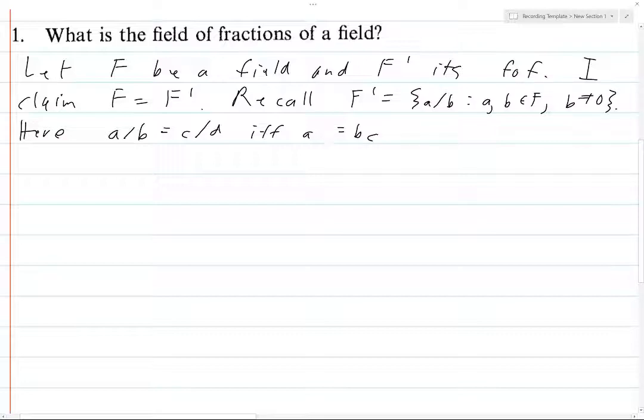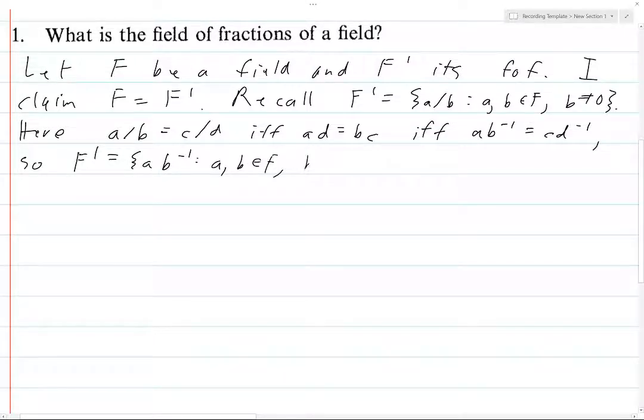But because this is a field, and because b and d are invertible, are non-zero, we can invert them, and this is a b inverse equals, let's see here, c d inverse. So it turns out F' equals a b inverse, a and b in F, b is not equal to 0.